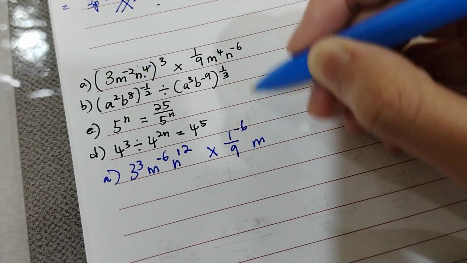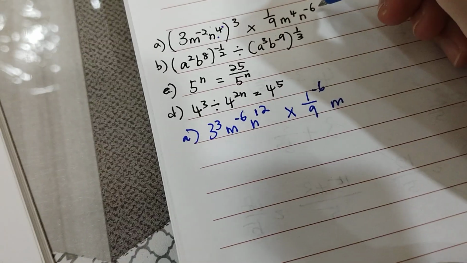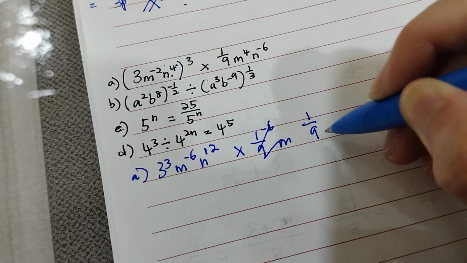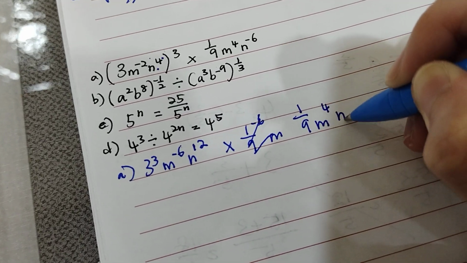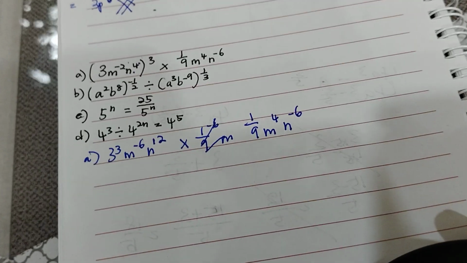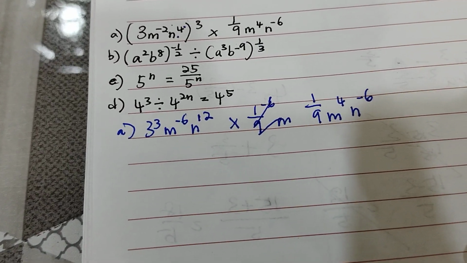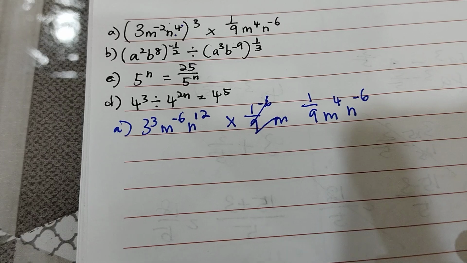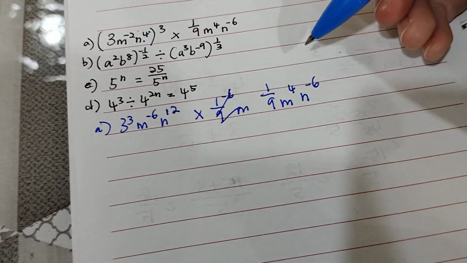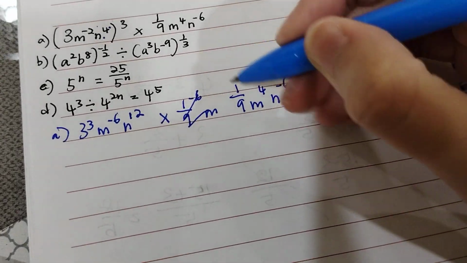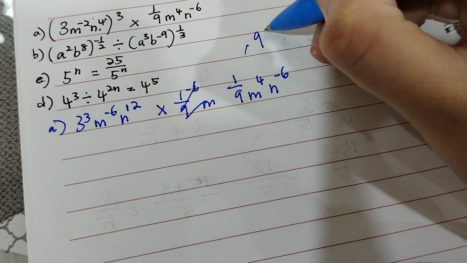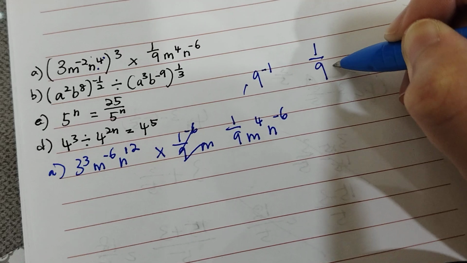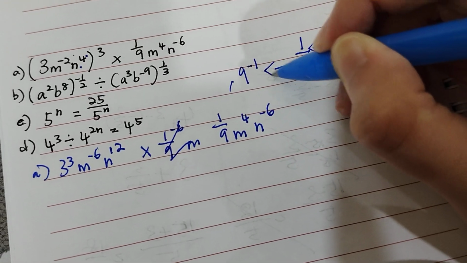Wait, sorry, this has no bracket actually. What am I doing? I'm so sorry. This has no bracket, so instead it would just be n to the negative 6, like that. Okay, we have gone through the first step of trying to simplify. But now, let's try to make them the same base. So 1 over 9 is essentially 9 to the negative 1, remember? Because if you want to take this into a positive, you can just bring it up and you'll get this.